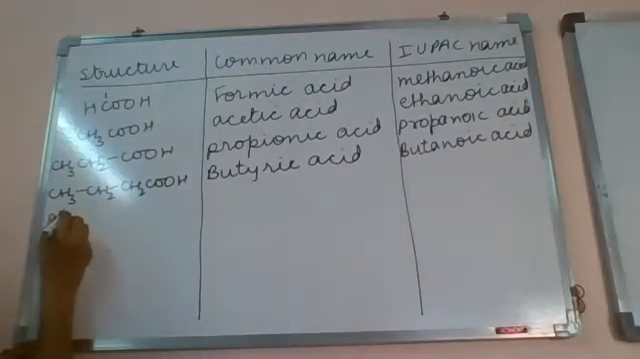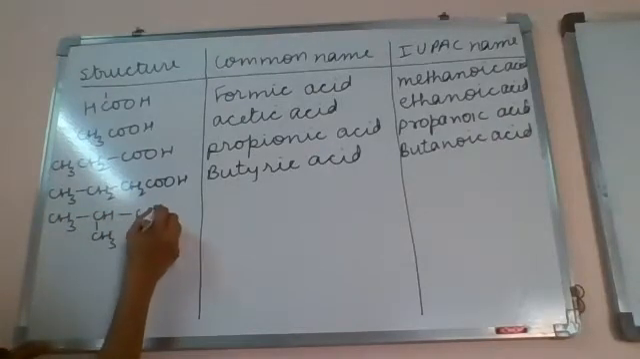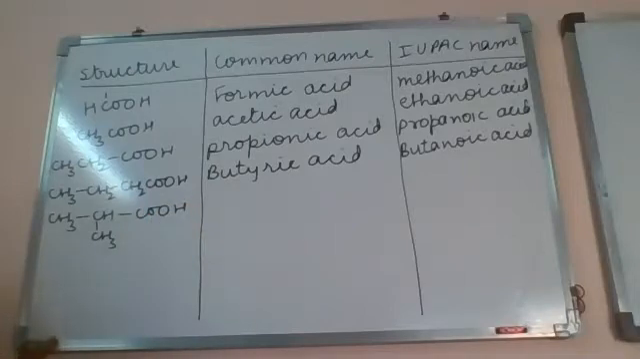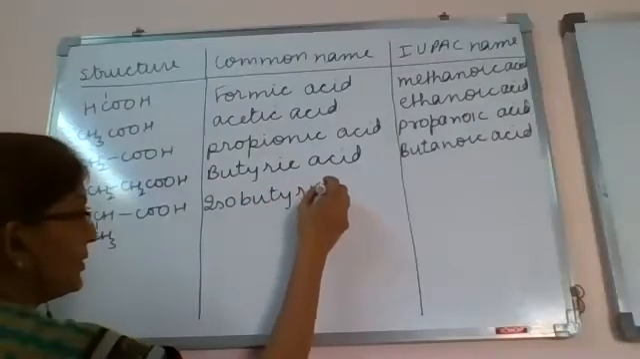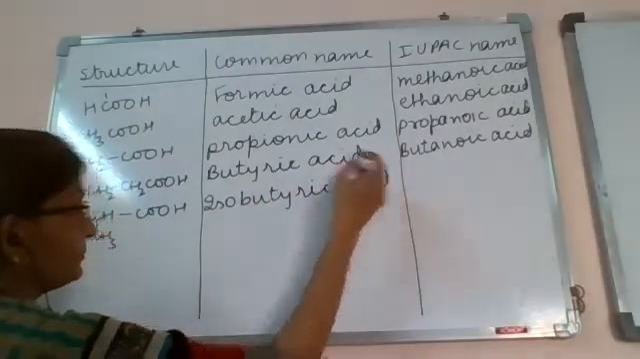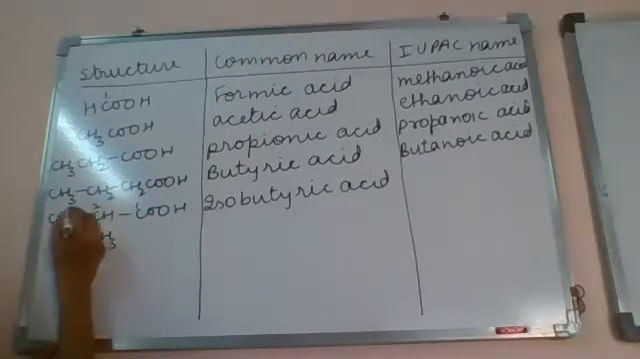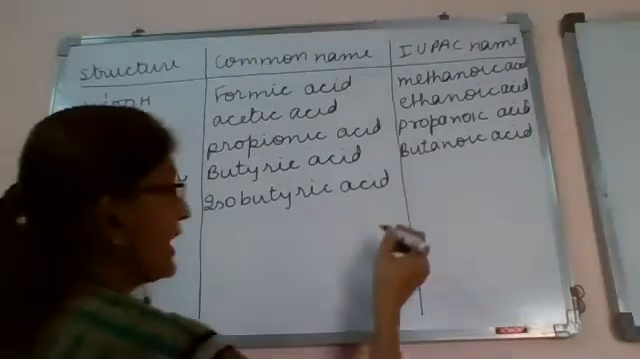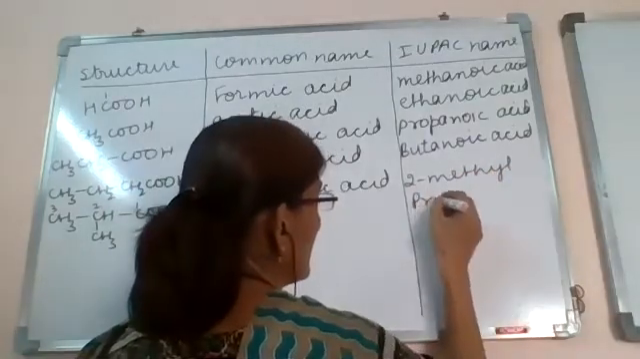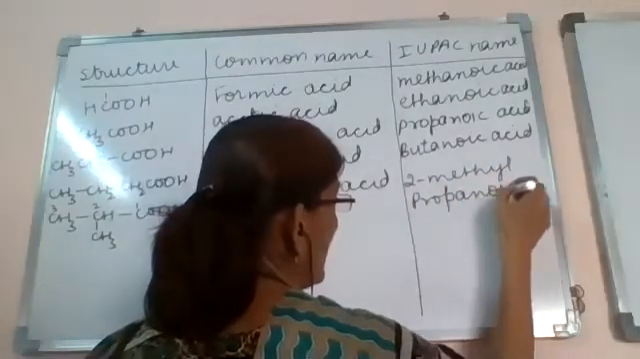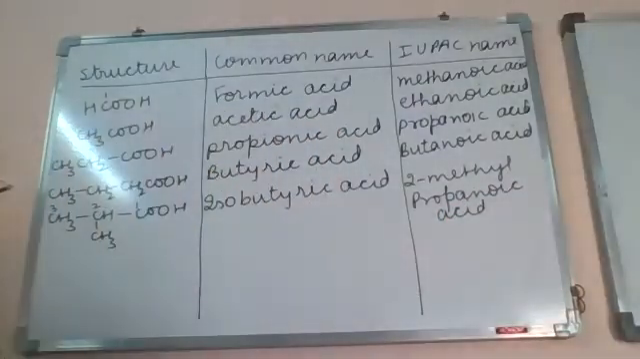Suppose we branch it: CH3, CH, CH3. This is called iso group, and COOH. What will be its name? Isobutyric acid. Common name is isobutyric acid. What is the IUPAC name for this? Make the chain 1, 2 and 3. 2-methyl propanoic acid. This is called isobutyric acid.